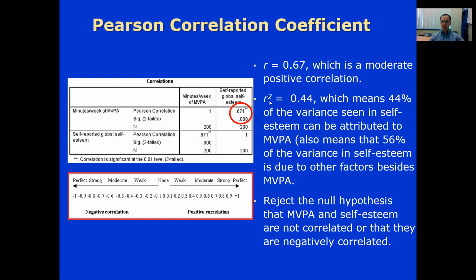Now, one thing you can do is take the correlation and square it. It's called R squared. R squared is a statistical measure that represents the proportion of the variance for a dependent variable that is explained by an independent variable or variables in a regression model. So in this particular case, we take 0.67 and square it, and it means that 44% of the variance seen in self-esteem can be attributed to moderate to vigorous physical activity. And it also means that 56% of the variance in self-esteem is due to other factors besides moderate to vigorous physical activity.